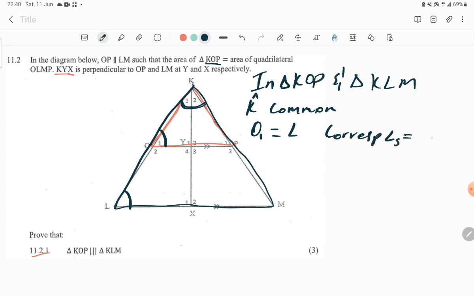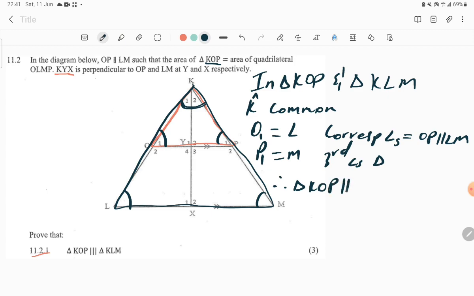The angles are equal because OP is parallel to LM. Now we talk about the last one, which is angle P1 equal to angle M. You can just say third angles of a triangle, or you can repeat the very same thing because these angles are also corresponding to each other. Now you can say therefore triangle KOP is similar to triangle KLM, and the reason is all corresponding angles are equal to each other.